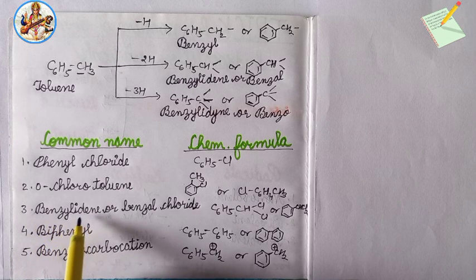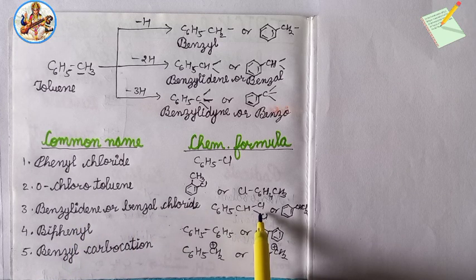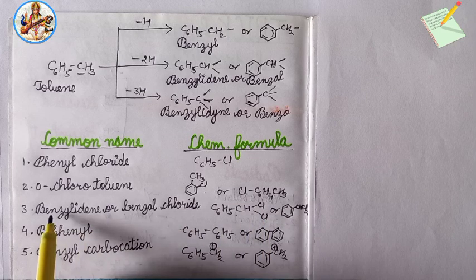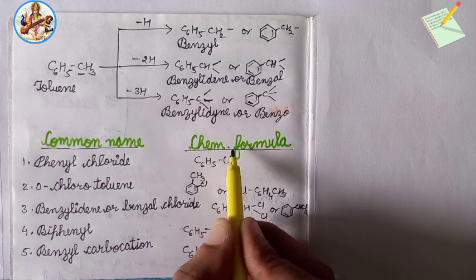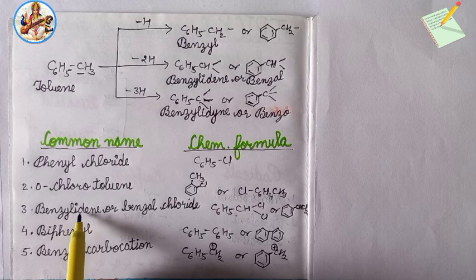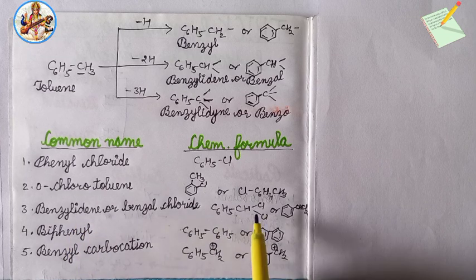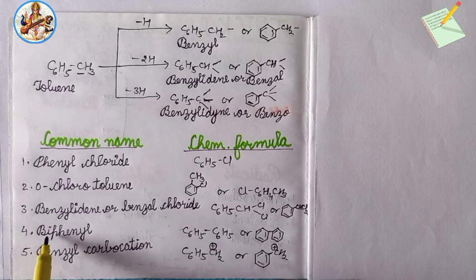Now next, third example, benzyl chloride or benzylidene chloride. Here, the -ylidene suffix is used, so it is bivalent, and when two chlorine atoms are attached in the benzylidene radical, then we can write the chemical formula of benzylidene chloride as C6H5CH2.